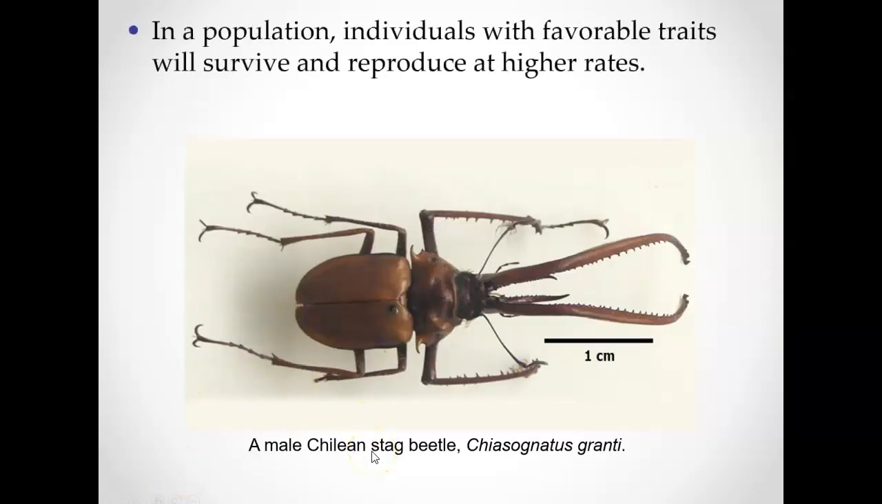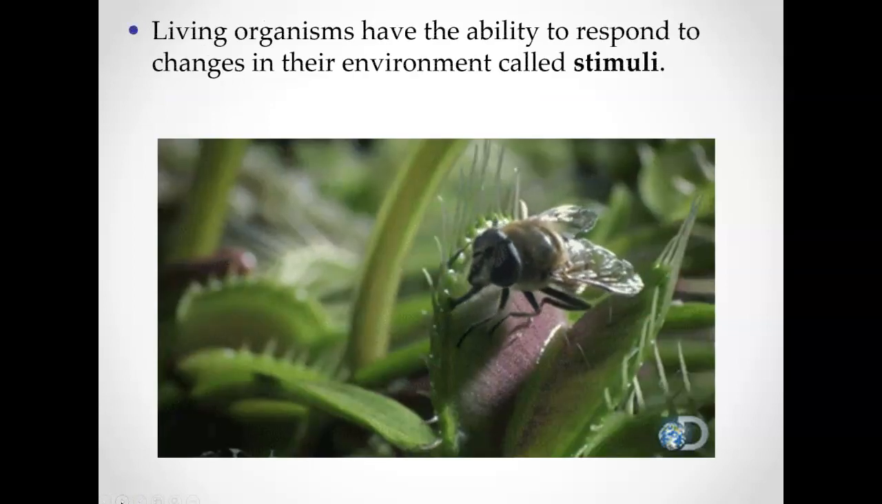Also, in a population, individuals with certain favorable traits tend to survive and reproduce at higher rates. So those similar arrangements of things within a living organism tend to exist in generation after generation, because the things that survived were able to pass on those favorable traits to their offspring. Those traits are called adaptations. We'll address evolution a little bit later on in the course.